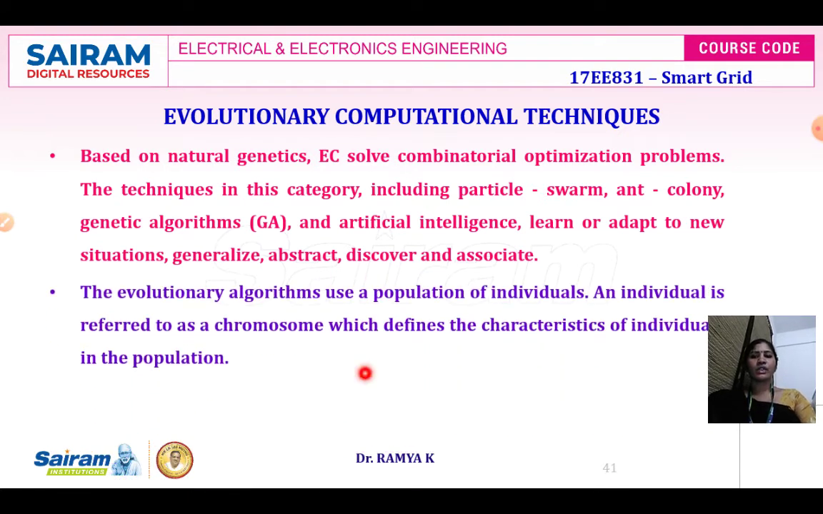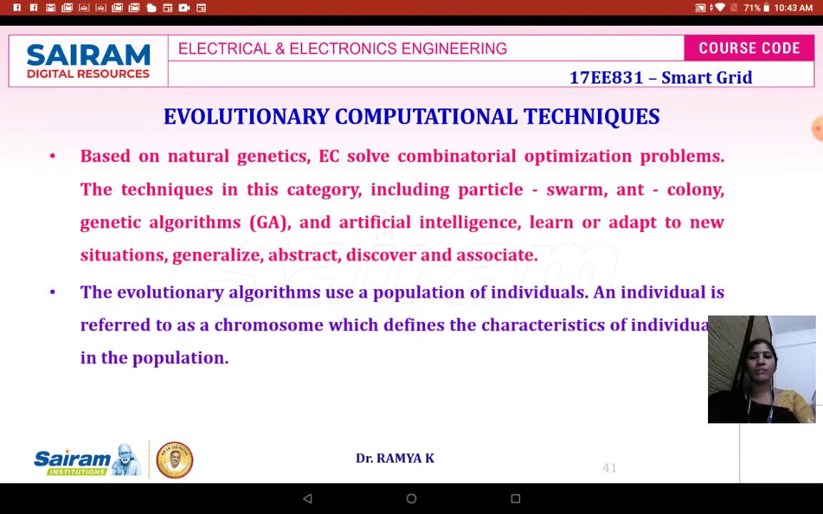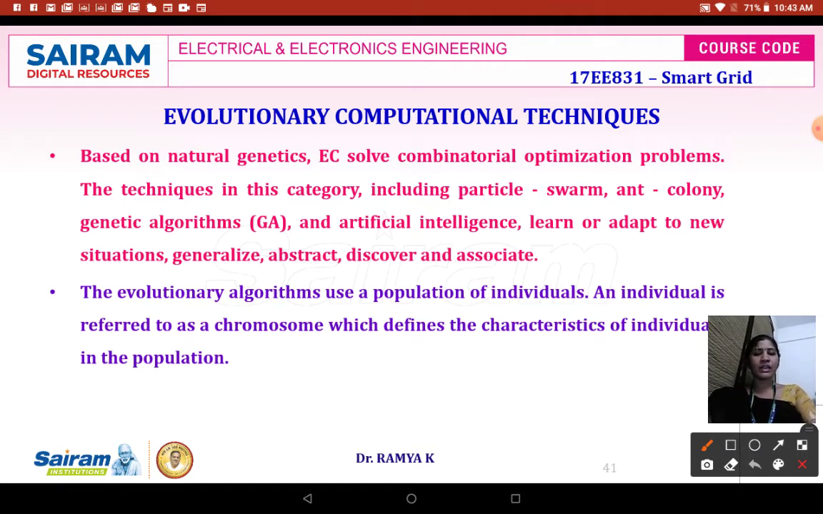The evolutionary algorithm uses a population of individuals. An individual is referred to as a chromosome, which defines the characteristics of the individual in the population. For example, if you take the characteristics of the honeybee, it sucks the honey wherever the flower is having the honey. So it will go and sit on the effective flower to suck the honey.